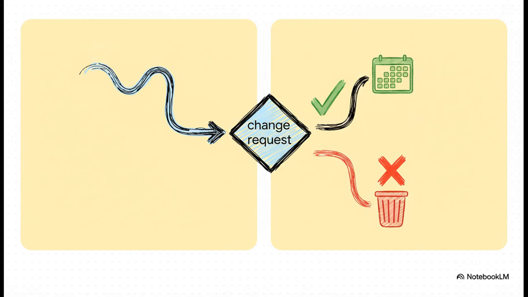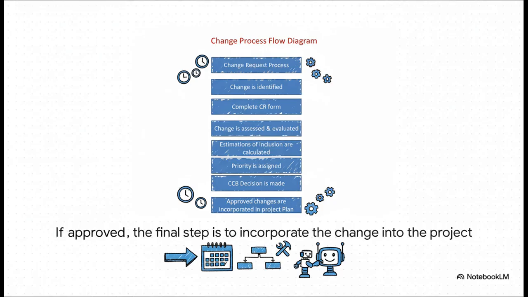So the CCB really only has two options. If the request is rejected, that's it. The journey ends right here for this particular idea. But if it's approved, that request officially becomes part of the project plan. It gets the green light. And if we look at our roadmap one last time, you can see that approval moves us right into the final box. The change isn't just a request anymore. It's now an actual scheduled piece of work that's ready to be implemented.